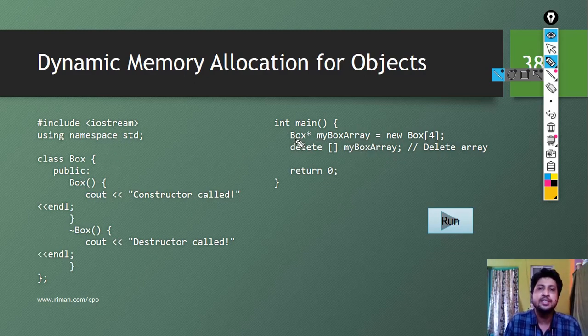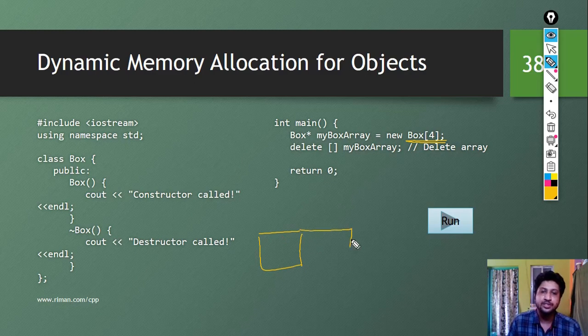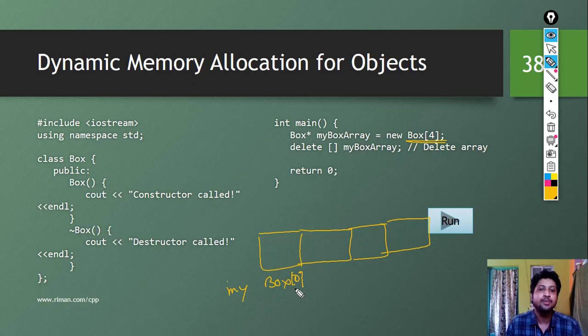This is simple, just a pointer to the object equal to new Box. So using the new operator you can create objects. It will create 4 box objects consecutively. So this is, suppose, box 0. So this will be my box array, so this is 0, this is 1, this is 2, and this is 3.